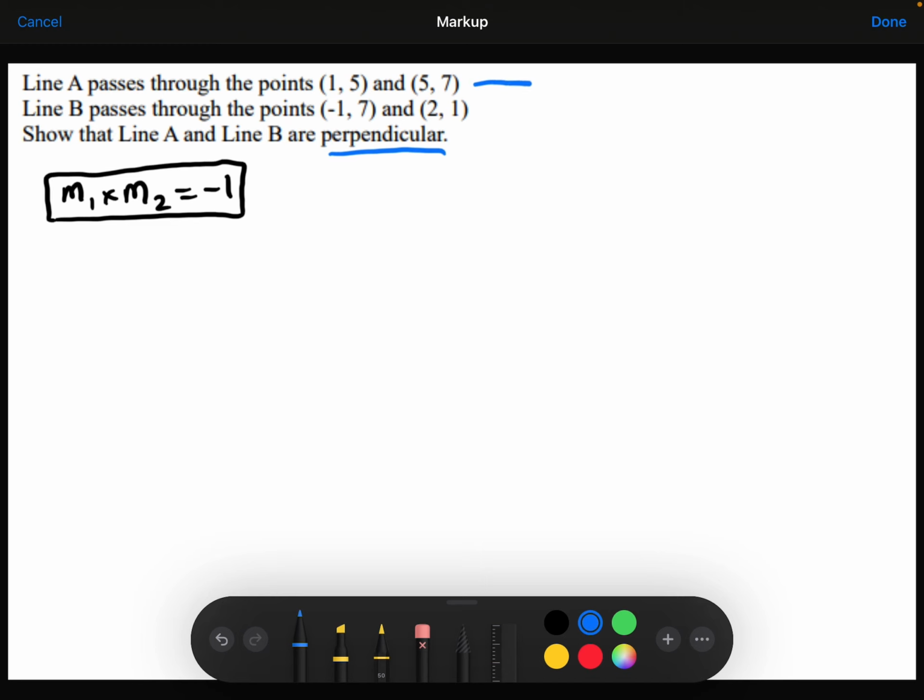So let's work out the gradients of each of these lines. Starting with the gradient of line A, MA, will be equal to the change in the y divided by the change in the x. So the change in the y coordinates, 7 minus 5. The change in the x coordinates, 5 minus 1.